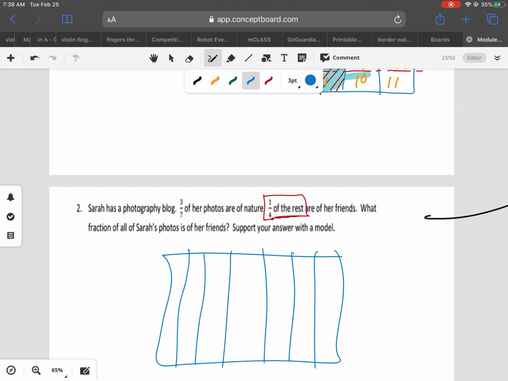All right, good luck. Your bonus word is blue.